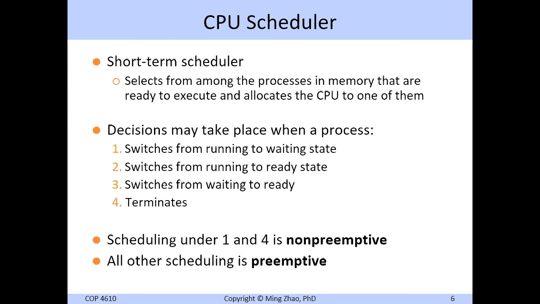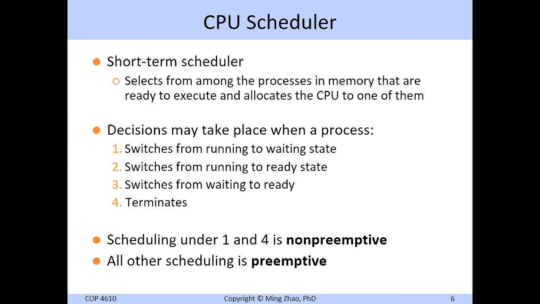So now, before we look at the scheduling algorithms, first let's look at how the CPU scheduler can be implemented. When can a CPU scheduler make a decision? First of all, we now know that the CPU scheduler is also called the short-term scheduler. It decides which processes that are ready to run should run next.